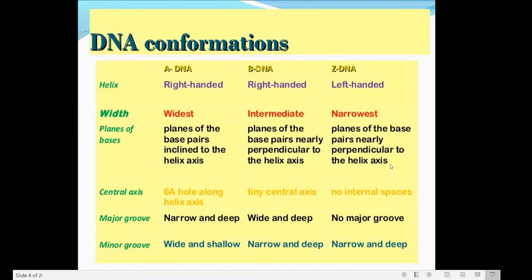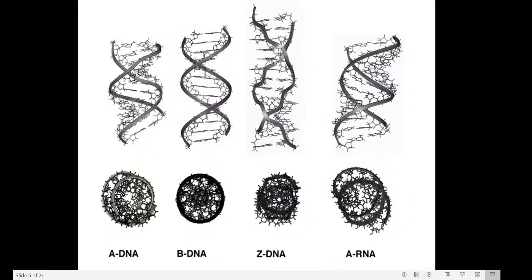Okay, now the major different one, that is the Z form. It's a left-handed helix. In this it has the narrowest width. These planes are perpendicular to the helix axis. No internal space is there. No major grooves, it only has the minor groove. That minor groove is called narrow and deep. The major groove is not there, only the narrow deep minor groove alone. You can see here it's an irregular form, so it does not have the center. It's not a perfect helix.